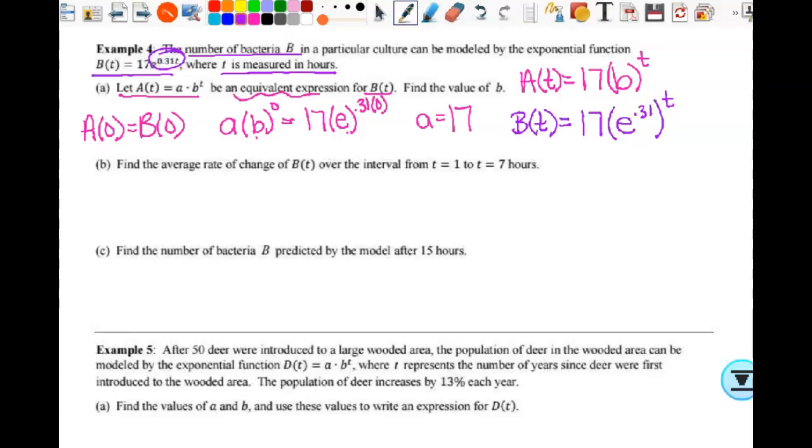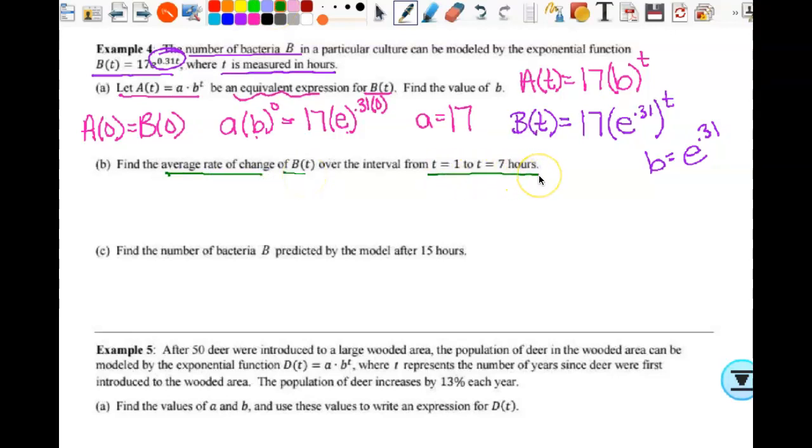So it's just a different way of writing it. And when I look at these two together, what does B equal? E to the 0.31 power. What questions you got? We good? Do I care what that number actually is? No. Do we know what that number actually is? No. Is it going to be a nasty decimal? Absolutely.